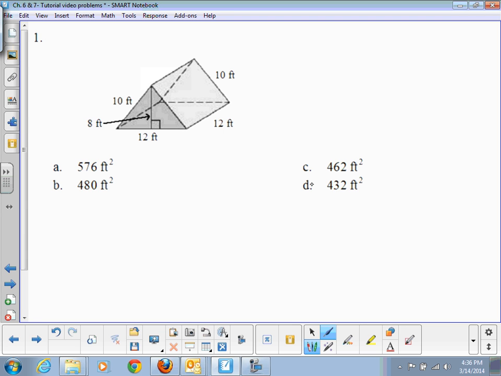Alright, people, this was question number 1 on the test. 1A was surface area, and it was multiple choice. So, surface area. How many surfaces do we have on this triangular prism? We've got the front and the back. Those are actually the two bases. So, bases, I'll write that. Then we've got the two slanty sides. I know that's not a proper math term, but I don't care. Slanty sides. And then we have the bottom.